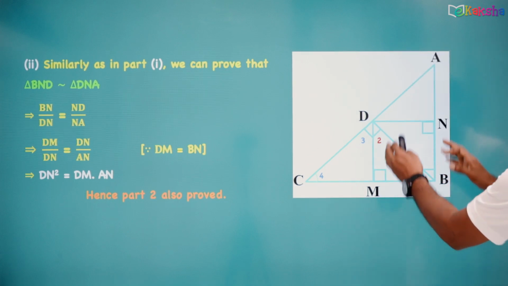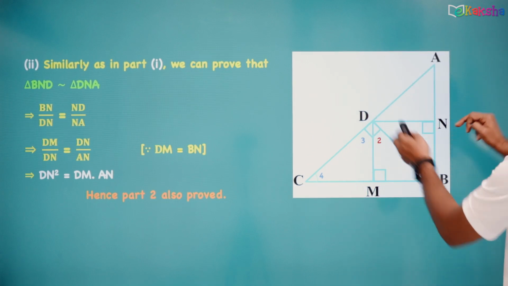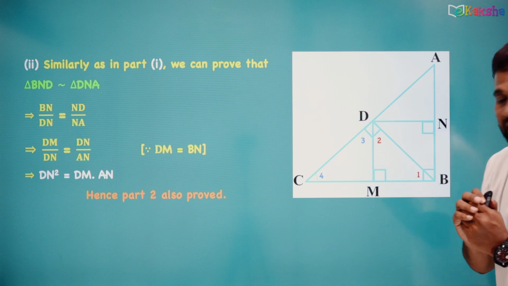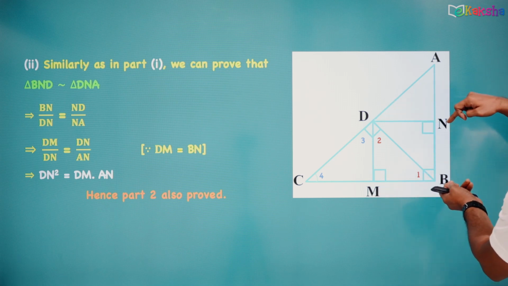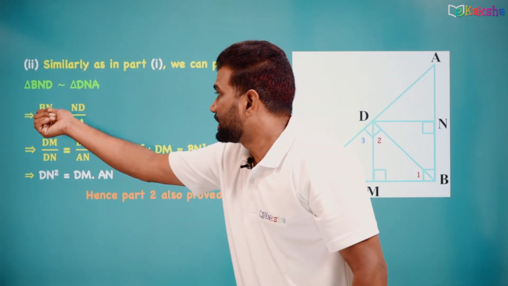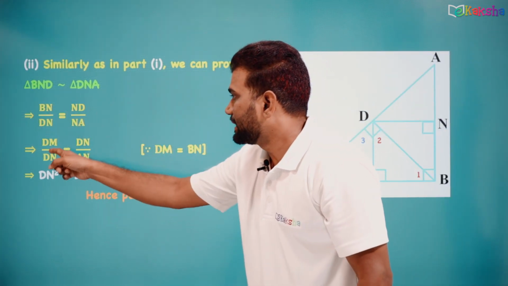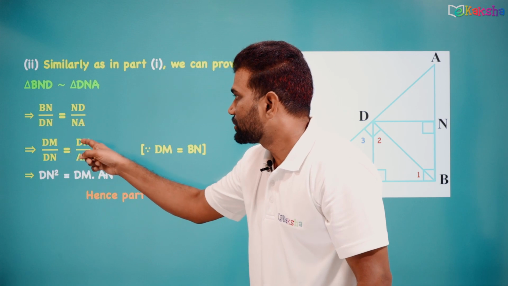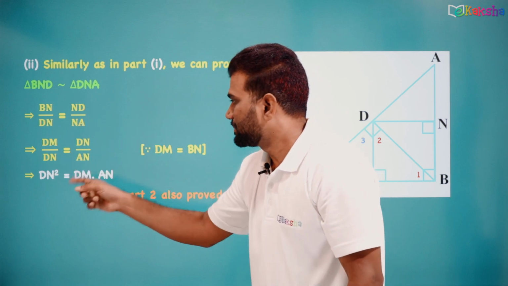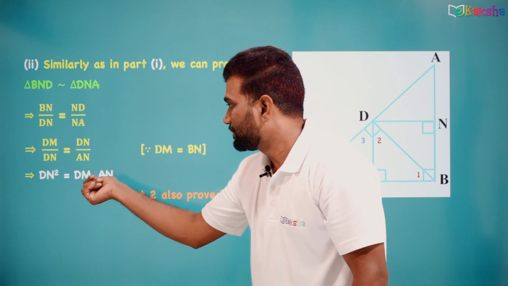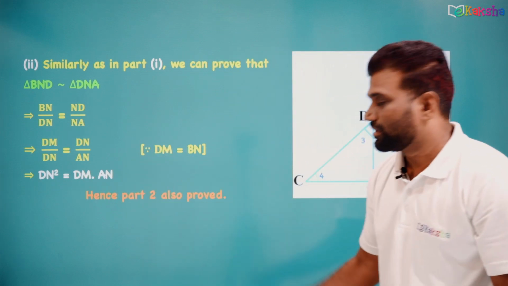So earlier, since it is a rectangle, this side equals this side, so this side equals this side as well. So we can say DM is equal to BN, right? So here we can replace BN with DM. DM upon DN is equal to ND, which you can rewrite as DN upon AN. On cross multiplying, DN square is equal to DM into AN. This is what we need to prove.